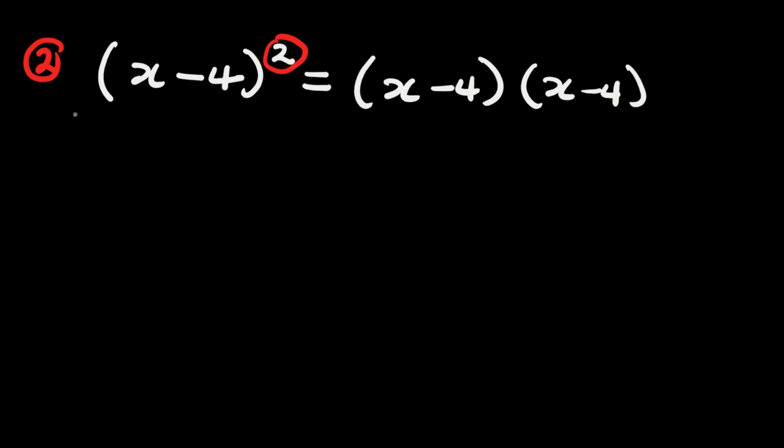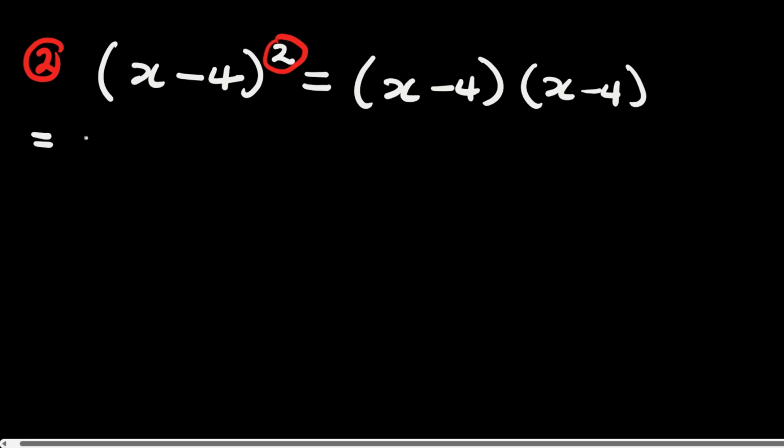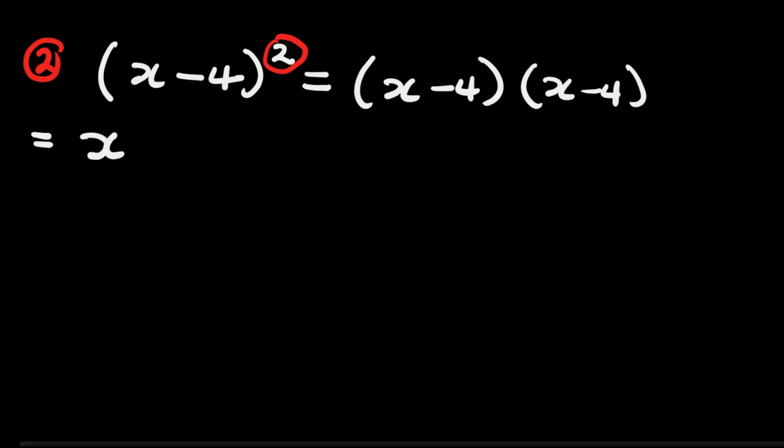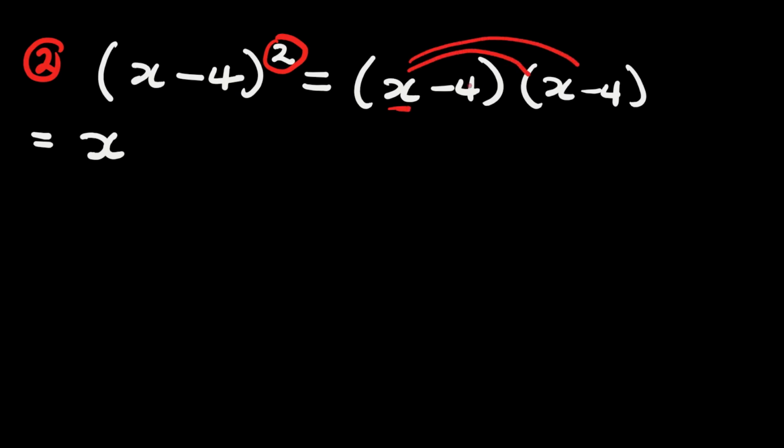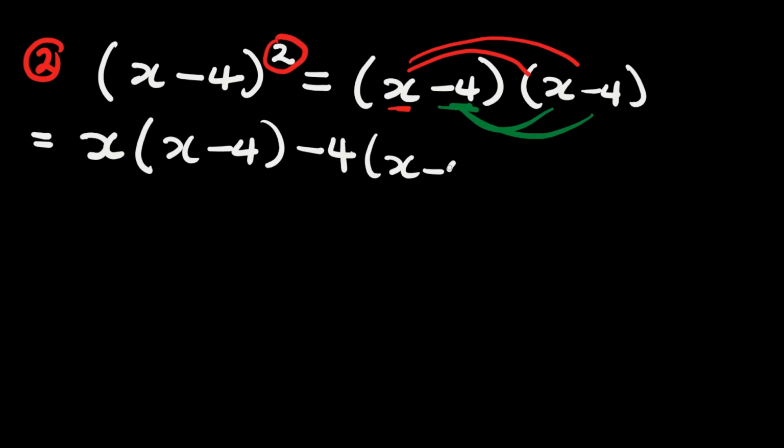Then from here we know that it makes it simpler. You know that x has to multiply this x here, has to multiply the x there and the negative 4 there. The same applies with the negative 4 here: it has to multiply the x there and the negative 4 there. So one way to write it is to say x will multiply x minus 4, and the negative 4 will multiply x minus 4. And from here, we say x multiplied by x, x multiplied by negative 4. That's how we go about it.